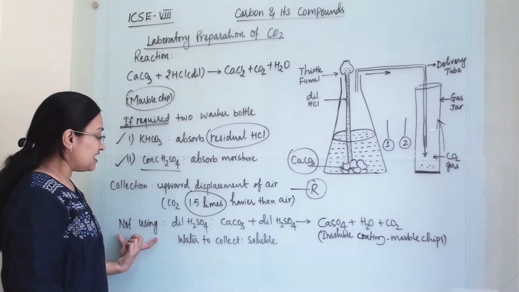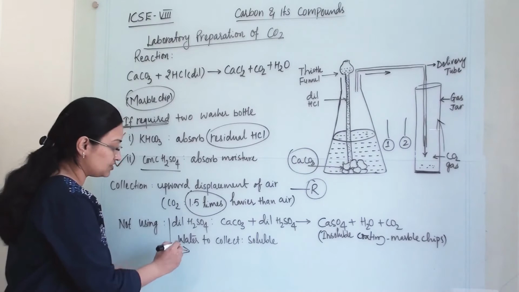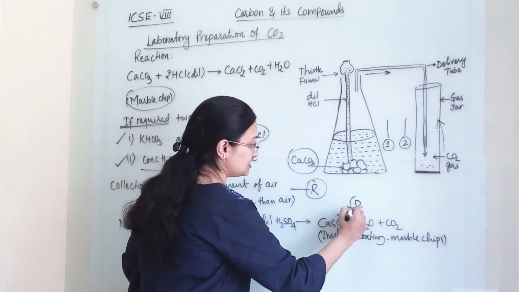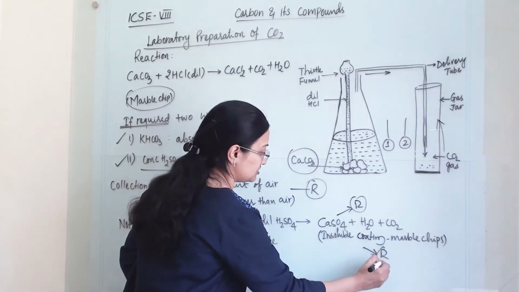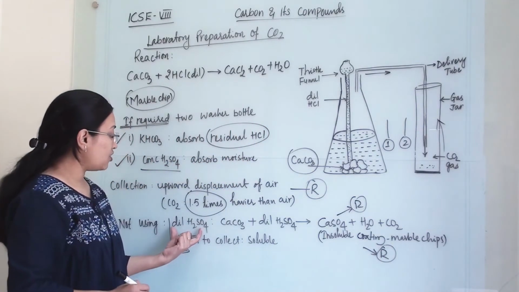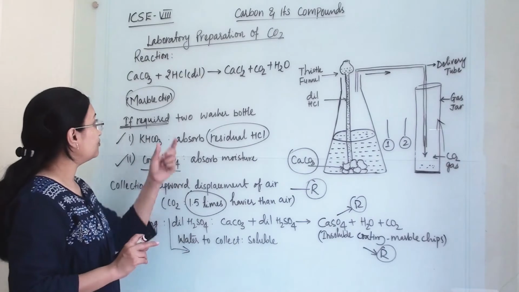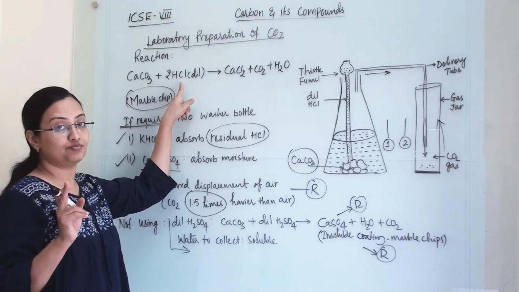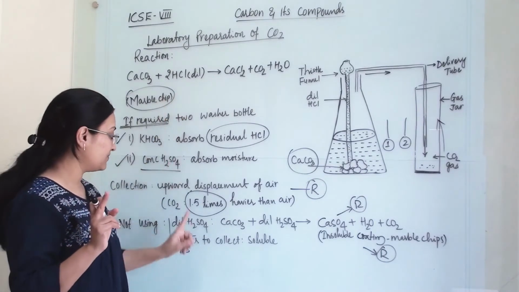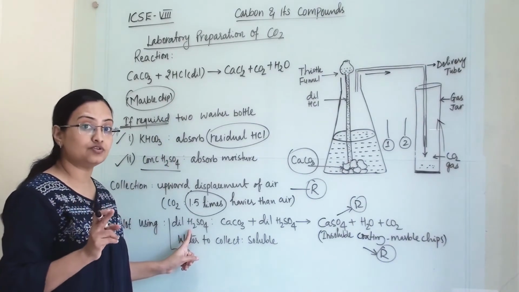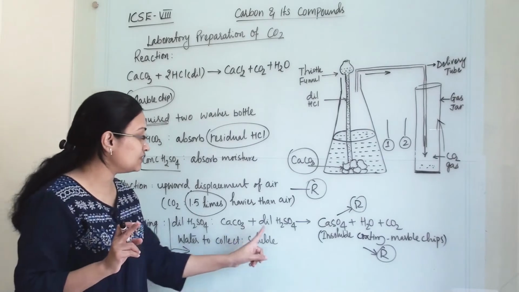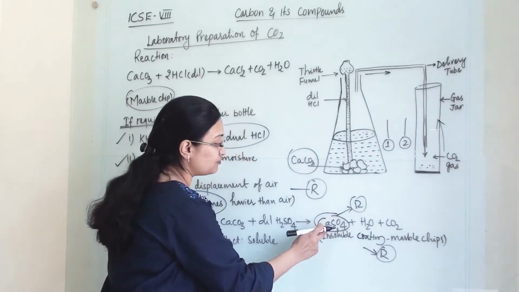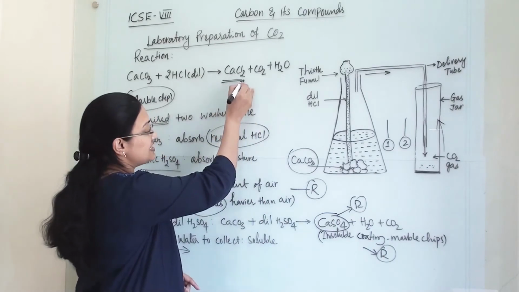Then why are we not using these two? This also can be asked as a reason. So this is one reason and this is another reason. Why are we not using dilute H2SO4 in place of hydrochloric acid in the laboratory preparation of carbon dioxide? When we use dilute H2SO4, this will be the reaction, and in this we are getting CaSO4 instead of CaCl2.